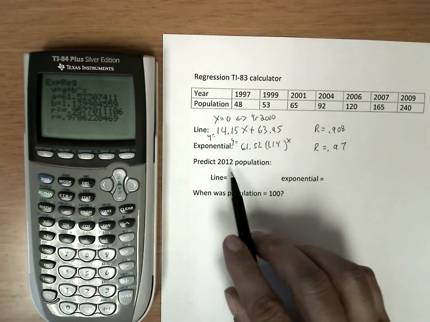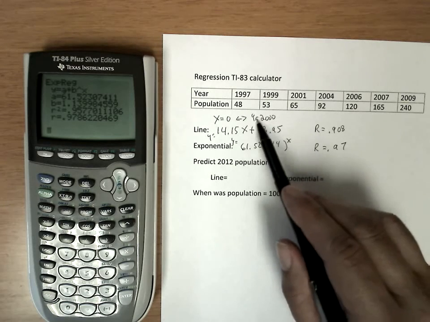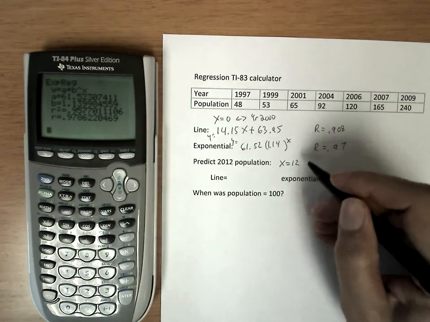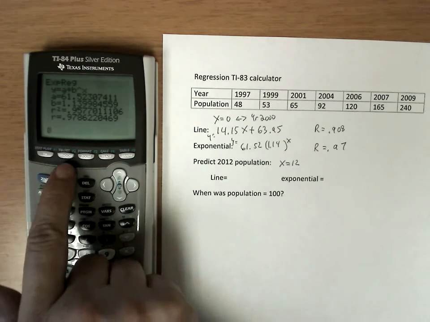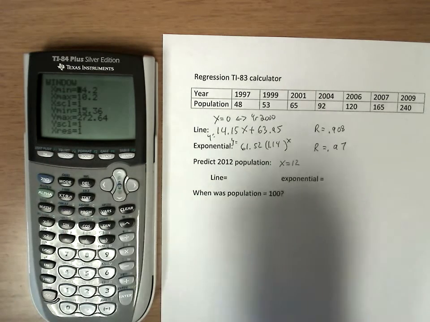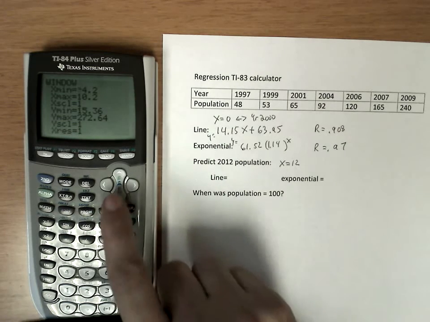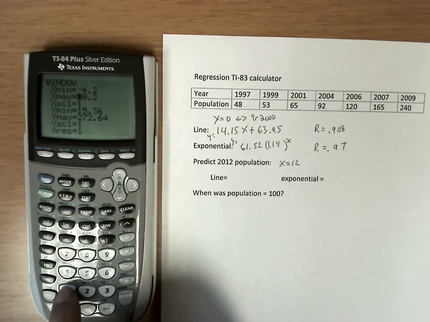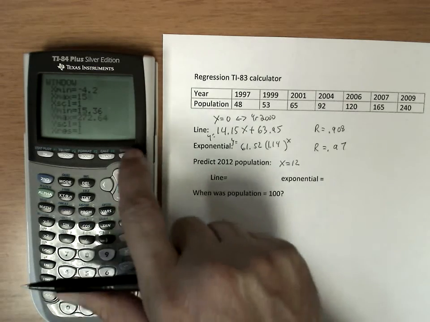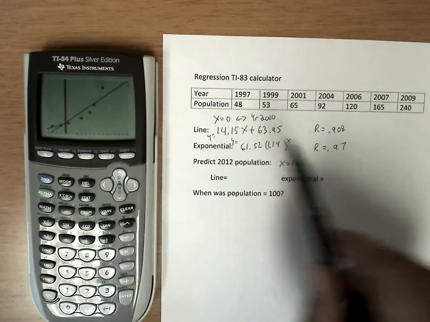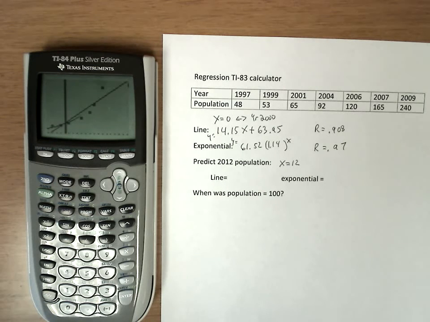Predicting the population in 2012. Okay, year 2000 is x is 0. That's the same thing as saying x is equal to 12. That might not be in my window at the moment, so I'm going to press window. I see that in fact my x mins and maxes, x equals 12 will not work. So I'm going to change this to say 15 and regraph my plot. Just added a little bit more space on this end for these calculations.